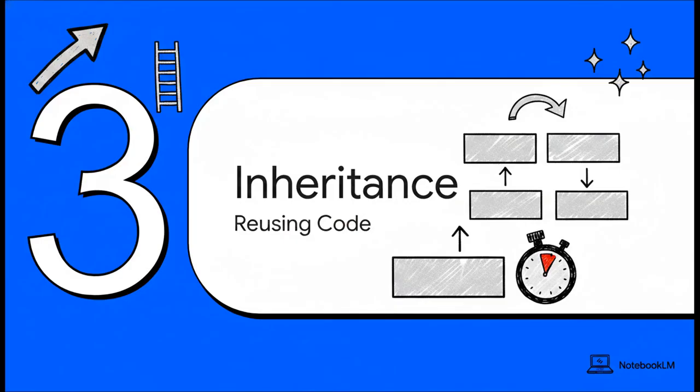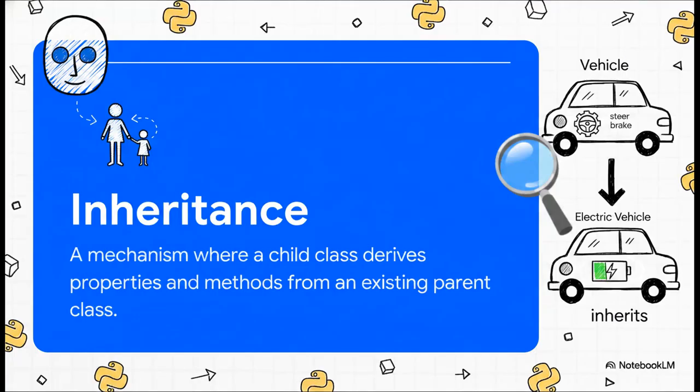Section 3, Pillar 2, Inheritance. Inheritance in code works a lot like it does in life. Just like you might inherit blue eyes or a specific height from your parents, in Python, a child class can inherit traits from a parent class. Imagine you've got a base class called Vehicle, and it already knows how to steer and brake. Now, if you want to create a new class called Electric Vehicle, you absolutely do not rewrite all that steering and braking code. You just inherit from Vehicle, and then you add the new specific stuff, like a battery level. It fundamentally saves you from writing so much redundant code.